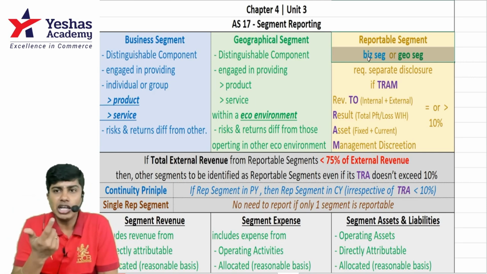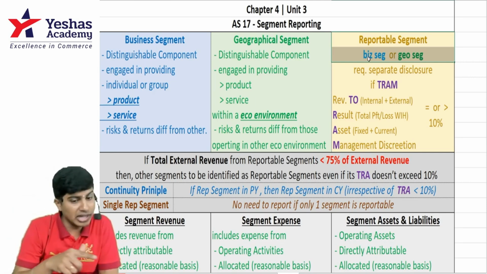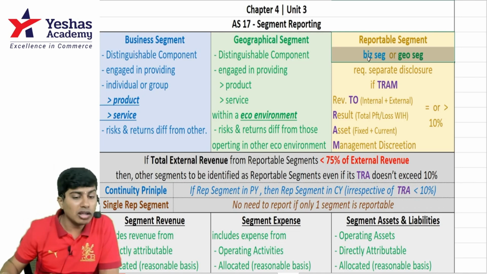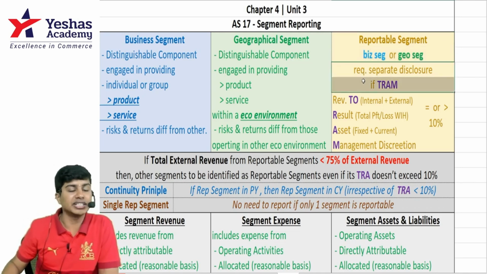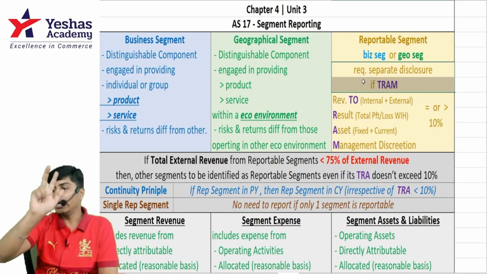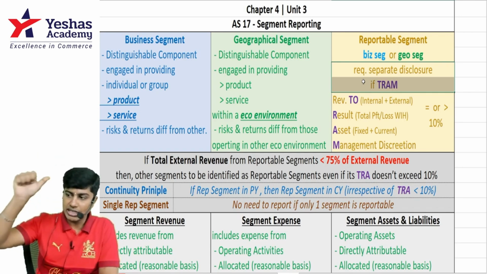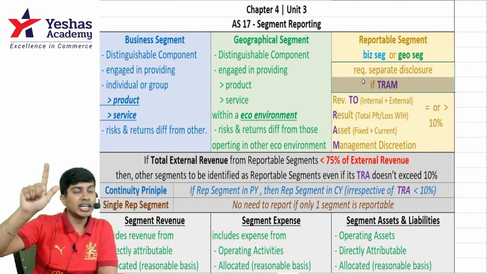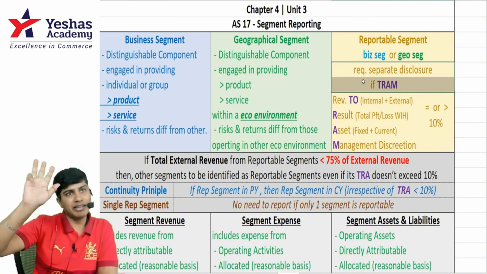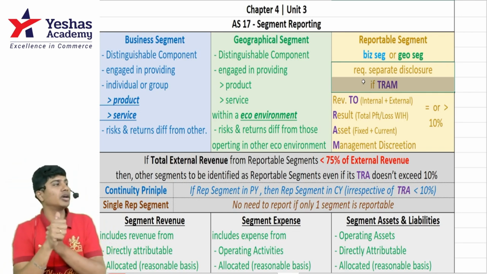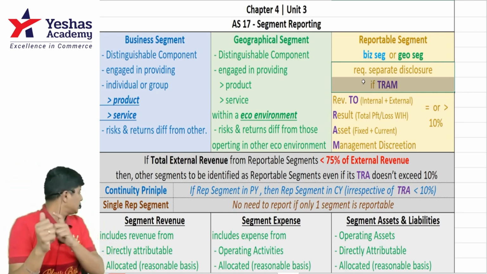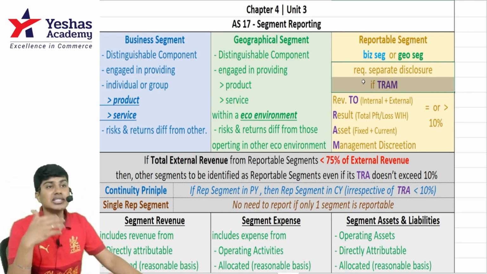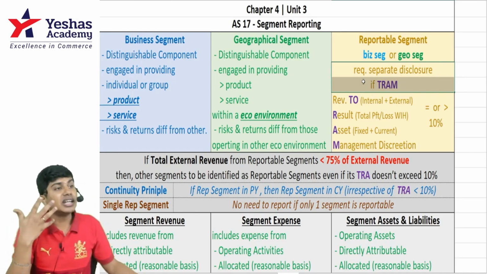Once you divide the entity into business or geographical segments, should you report it separately or not? It depends upon these four conditions: TRAM. What are the four conditions? T, turnover. R, result. A, asset. M, management discretion. Turnover. What do you mean by turnover? Turnover means sales. Turnover means revenue.